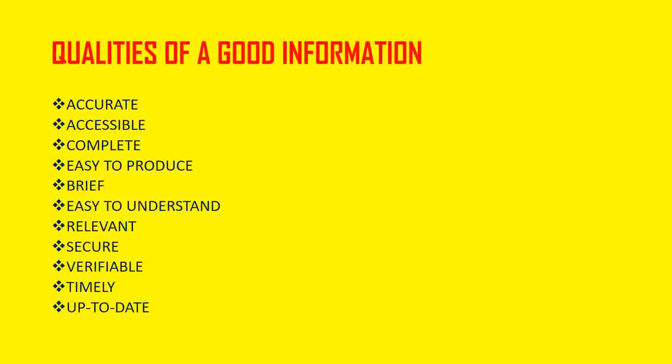Easy to produce, which means when you get a good information, you should be able to get it across to the next person. Brief, which means it must be concise. It must be short. When the information is too much, it will be boring and not easy to understand. The idea is that if you tell me an information, I should get what you are saying. All of you are English speakers. I cannot be giving you information in Spanish, then you cannot understand. It means you won't be able to even get anything from that.